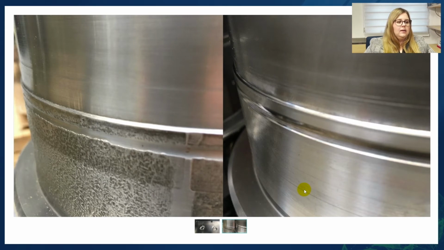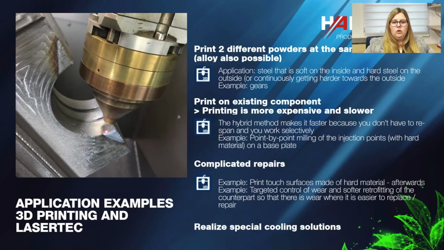And this is another example. This is a before and after comparison. This is a repair that took place here. Of course, this is also possible. If you have an existing component, you can remove some material and then print new material on top of it, so you don't have to replace the entire part. Complicated repairs is also the next point I'd like to discuss.